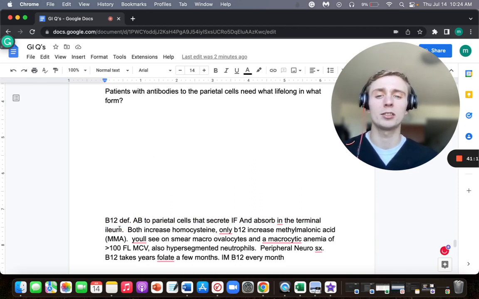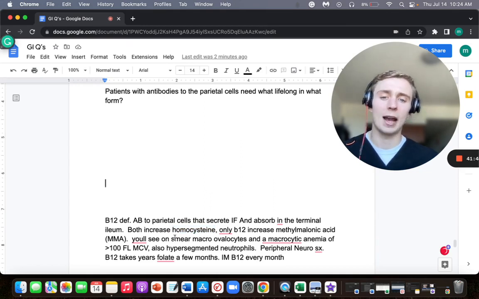Remember, both B12 and folic acid deficiency increase homocysteine, but only B12 increases MMA, methylmalonic acid. So if you see methylmalonic acid and homocysteine are both increased, then you want to be thinking of B12. I remember that as 1, 2: B12, B1 and 2. It has two things that increase, whereas folate only has one, and that's just the homocysteine. And again, B12 increases MMA and homocysteine.